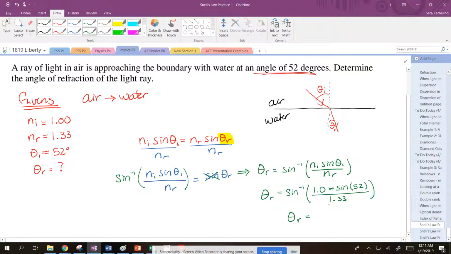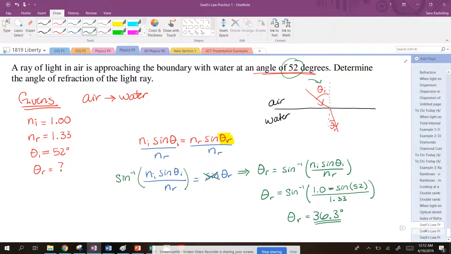I worked it out and got a value of 36.3 degrees. So hopefully you found that. Again, if not, talk to somebody around you and get some help. That number does make sense to us because we're coming in at an angle of 52 degrees and we're going to come out at something smaller. 36 is definitely smaller than 52, so we're feeling good.